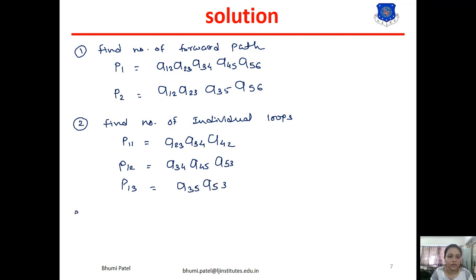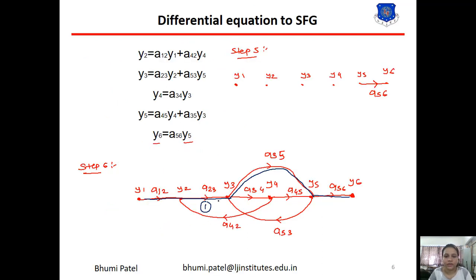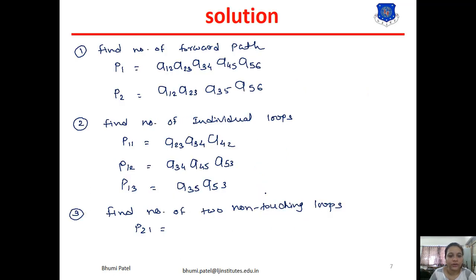Now the third step is to find the number of two non-touching loops. P21 is equal to, here this is loop number 1, this is loop number 2 and this is loop number 3. So one node is common for loops number 2 and 3, and loops 1 and 2 are also common. So there are no two non-touching loops, so P21 is equal to 0.